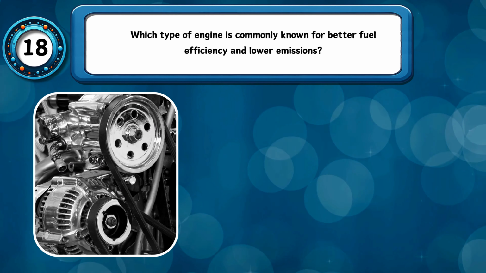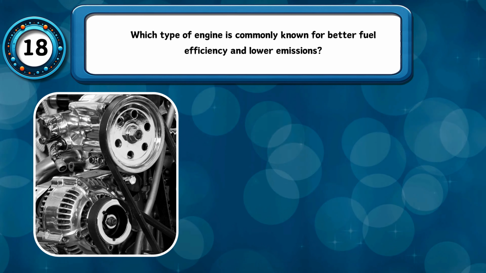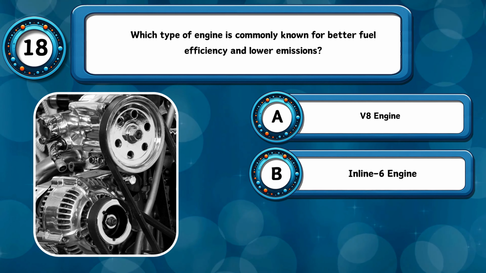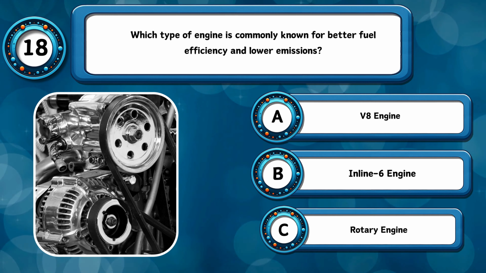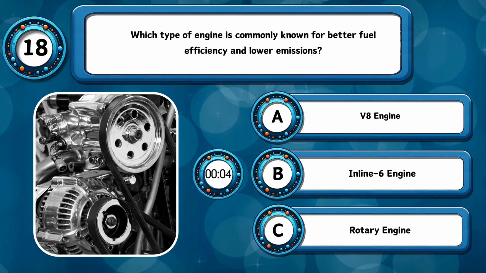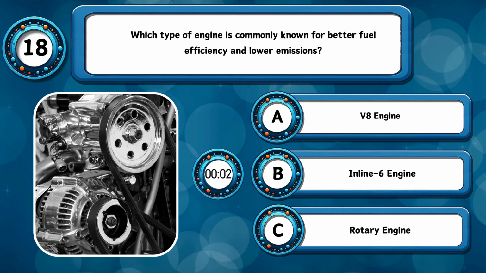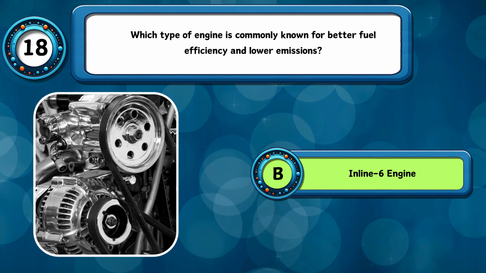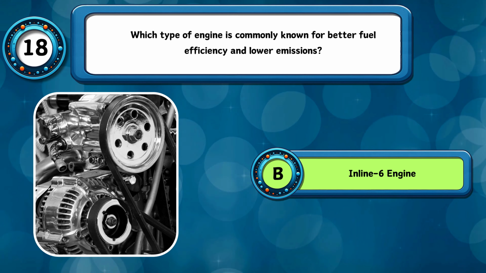Question 18. Which type of engine is commonly known for better fuel efficiency and lower emissions? A. V8 engine. B. Inline 6 engine. C. Rotary engine. Correct answer is B. Inline 6 engine.